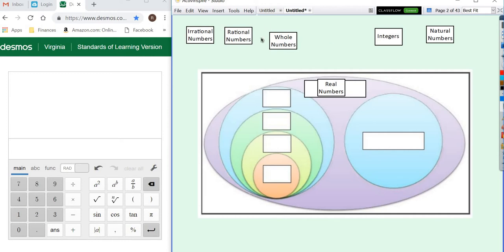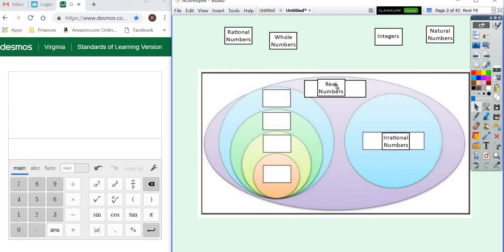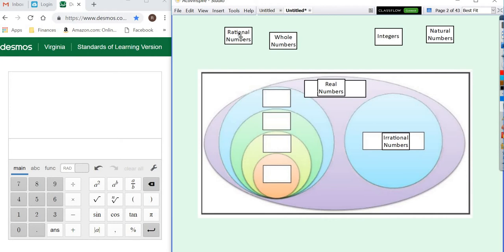The two brothers are irrational and rational. And irrational, we know, is the pi family, and it's gonna stay all by itself over here on the right. And then rational numbers has three little friends underneath it. We're going to start at the bottom this time with natural numbers. Those are the counting numbers, the very first numbers you learn, 1, 2, 3, 4, etc.